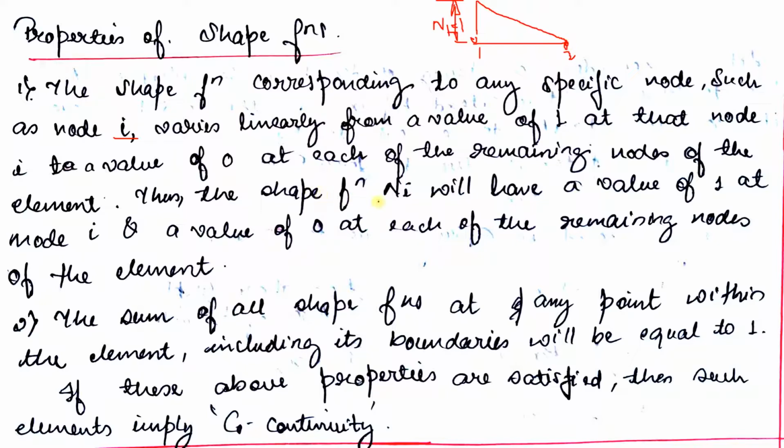Thus, the shape function N of I will have a value of 1 at node I, and a value of 0 at each of the remaining nodes of the element. So this is your first property of shape function.